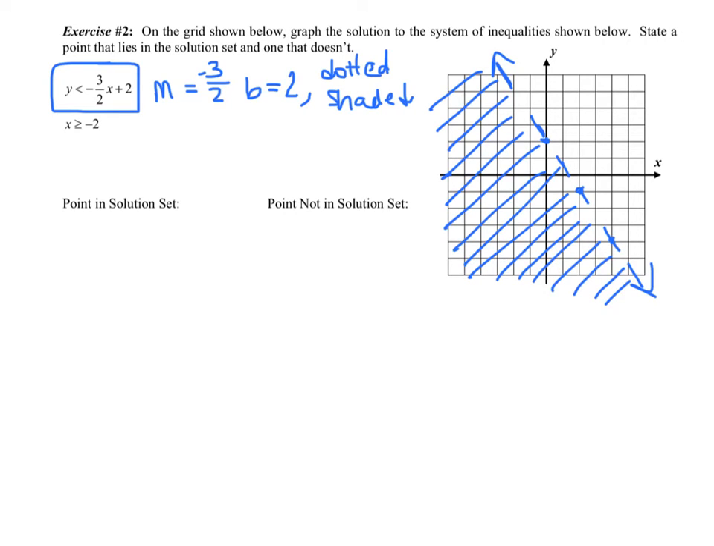Okay, before I move on to the next one, this is oftentimes a forgotten step. We are going to label the inequality we just graphed. So y is less than negative 3 over 2x plus 2.